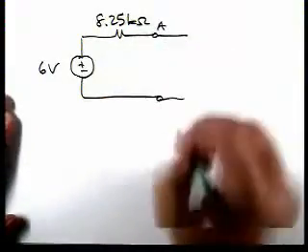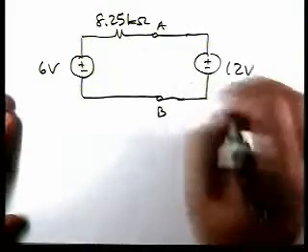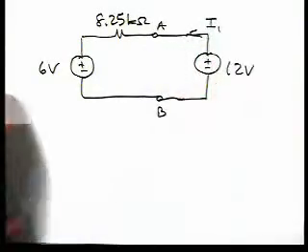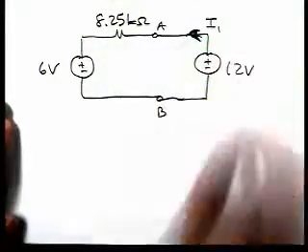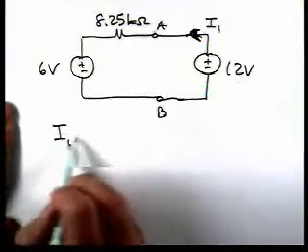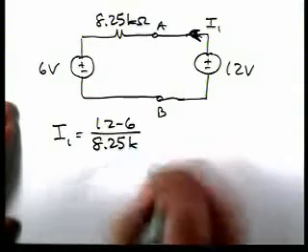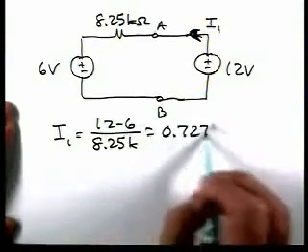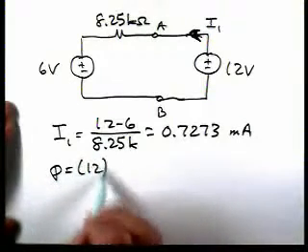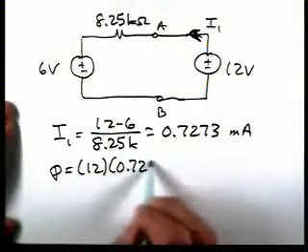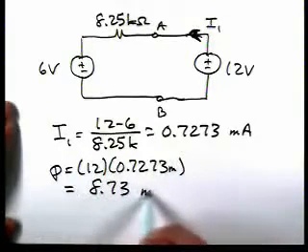Our terminals A and B. Now we're going to hook up the 12-volt source. And now we can calculate the current I1. So I1 is 12 minus 6 over 8.25 kiloohms, which is 0.7273 milliamps. So then the power supplied by that 12-volt source is 8.73 milliwatts.